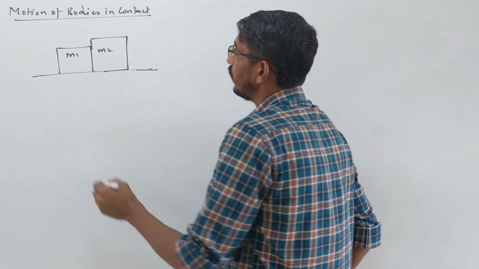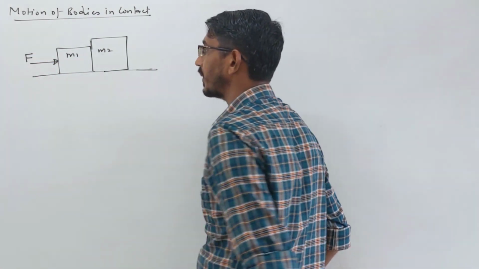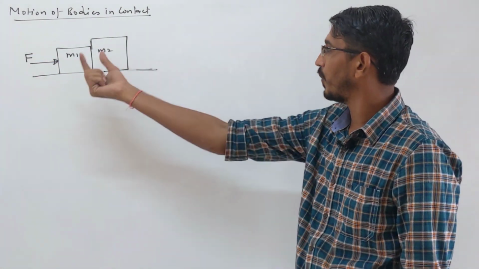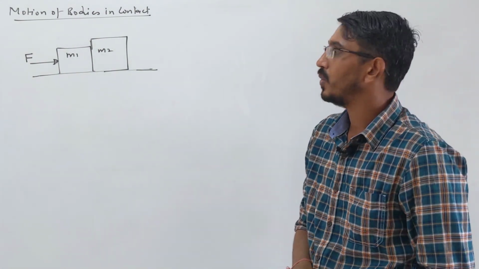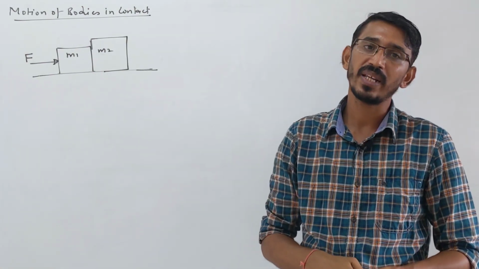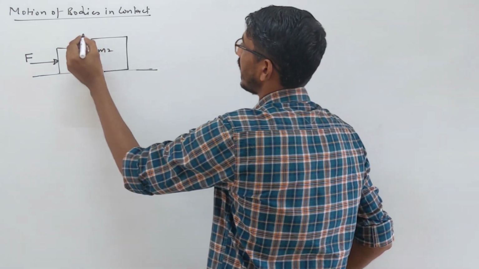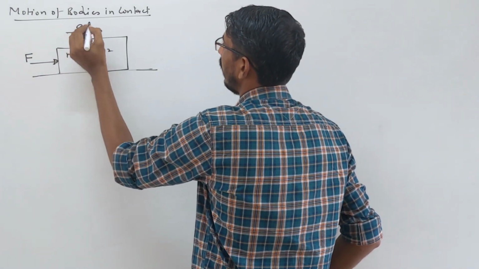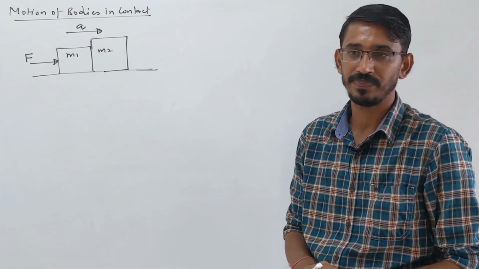So what you do, you have to push this system to move them together. You apply a force F here, so these two masses start moving in this direction. They can be moving at constant speed or they may be accelerating. Correct. So one question they can ask you is what is the acceleration of the system, and they can ask you what is the reaction between these two bodies.